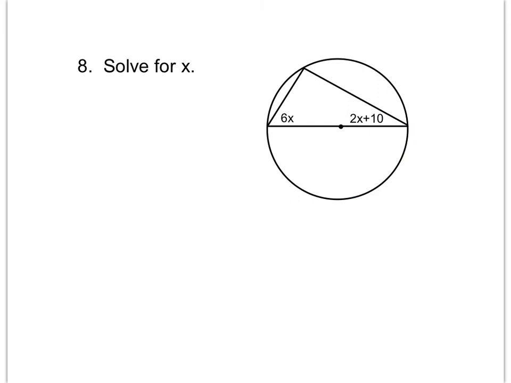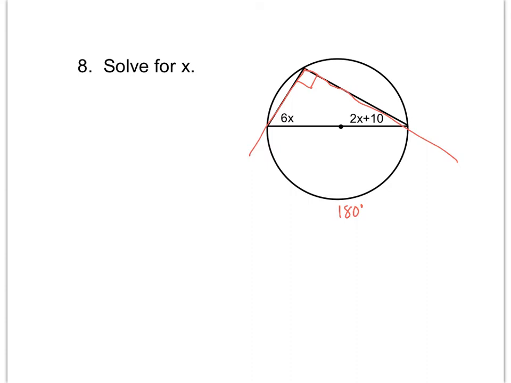Great, go ahead and pause the video and try number 8. The main thing that you have to notice here is one side of the triangle is a diameter, which means this angle right here opens up to half of a circle, which is 180 degrees. This angle then is 180 divided by 2, which means it's 90 degrees.